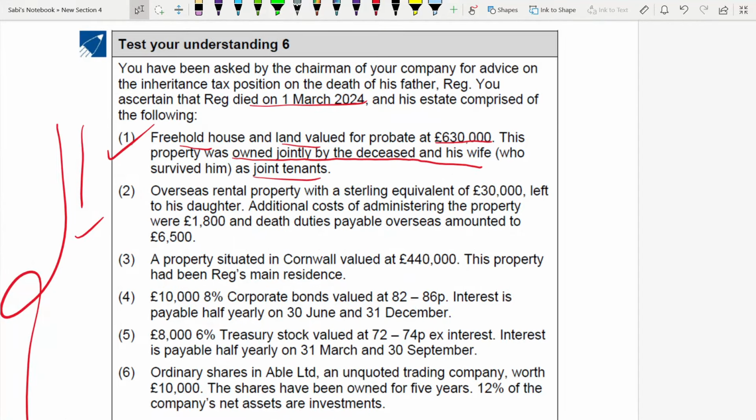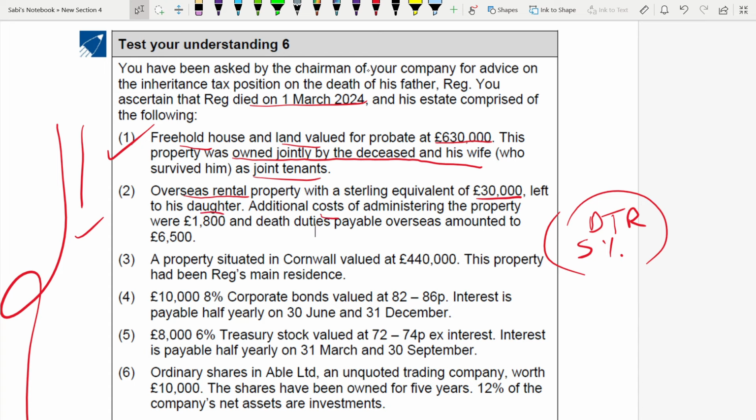Second item, overseas rental property. The moment you see overseas, you know you have to deal with DTR most of the time. Keep that in mind. And overseas you have to deduct expenses up to 5% of open market value. There are two things you have to remember. So open market value with a sterling equivalent of 30,000 left to his daughter.